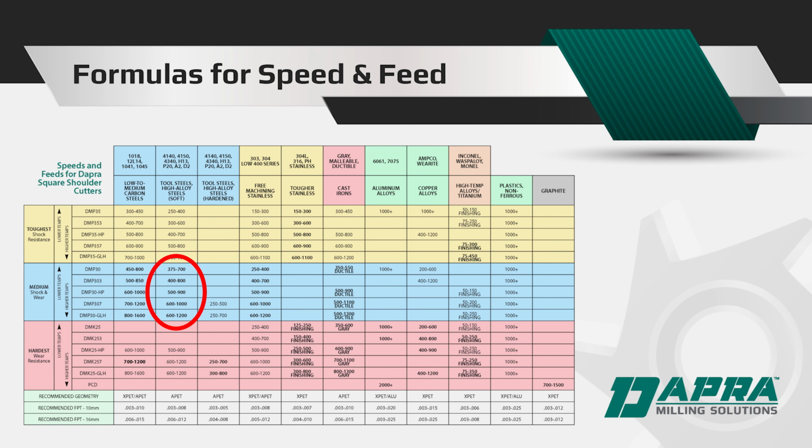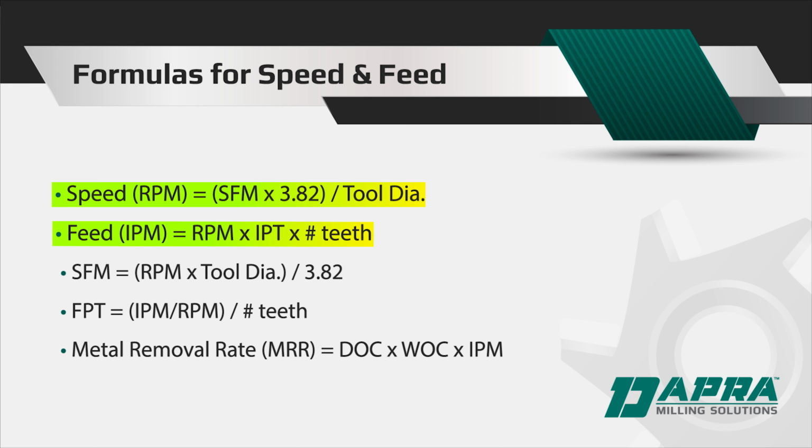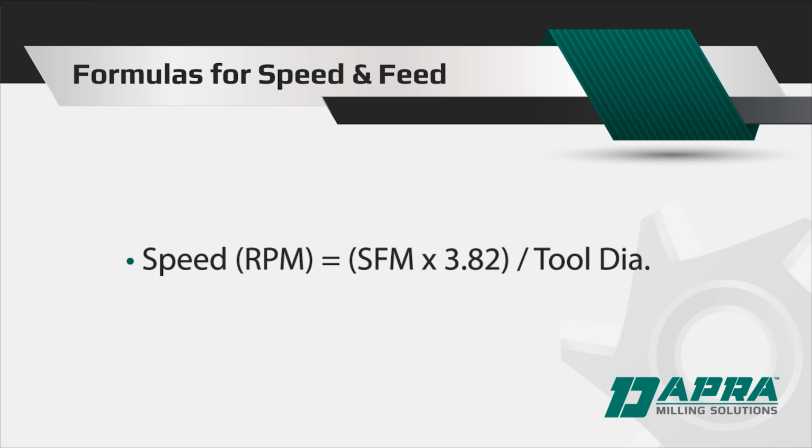Once you have your speed in surface feet per minute and your feed in inches per tooth from the catalog recommendations, you're ready to plug those numbers into these formulas to calculate your program speeds and feeds. For our machining program, we need to know what RPM, or revolutions per minute, and IPM, inches per minute, we want to input. To come up with the RPM, we'll need to take the SFM pulled from the catalog, multiply it times 3.82, and then divide the result by the tool diameter.